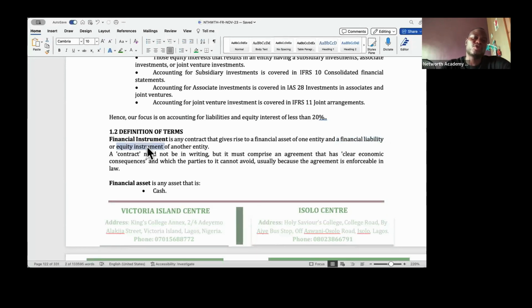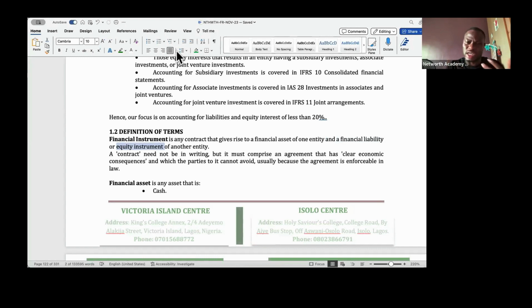So if those two sides are complete, whereby we can see that one party has a financial asset and another party has either a financial liability or equity, then we are talking about a financial instrument contract.